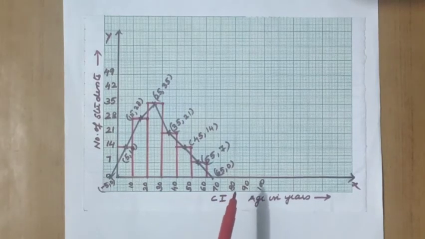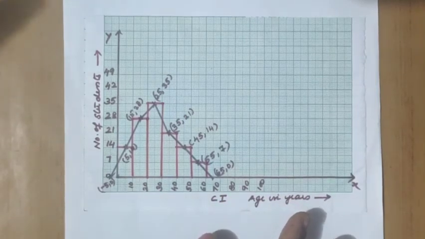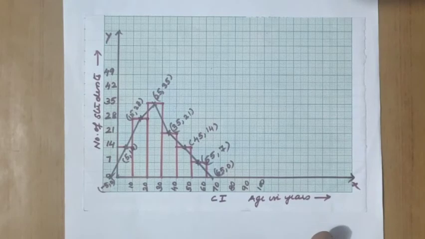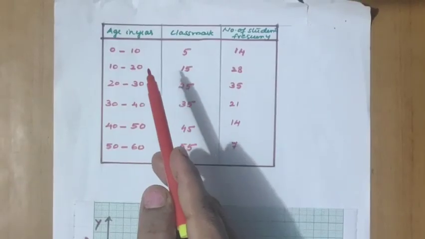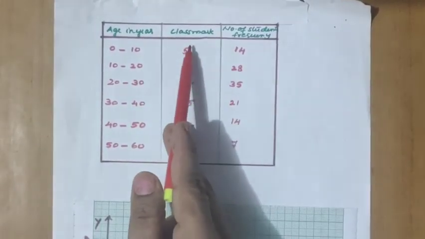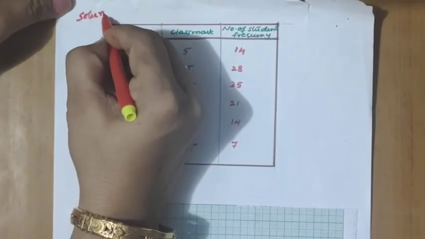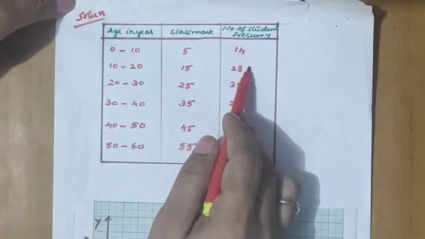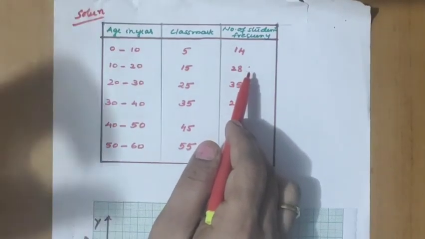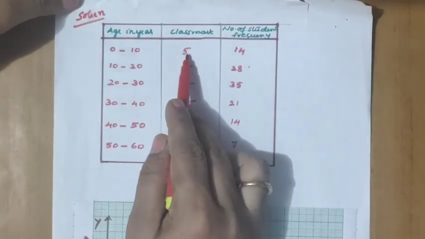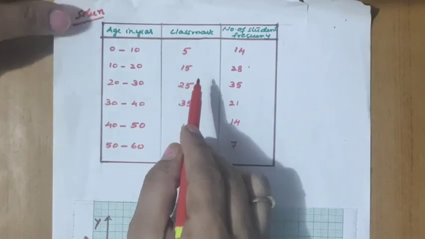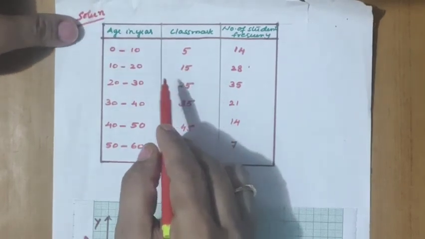Now what about the table? So the graph is completed now. Now let us see the table, how it is. Table will have one more column, that is class mark. So in the solution part, first we have to write the table only. So age in years and number of students are required for drawing the histogram. Now what is the class mark to be there? Why is the class mark there? For drawing the frequency polygon.